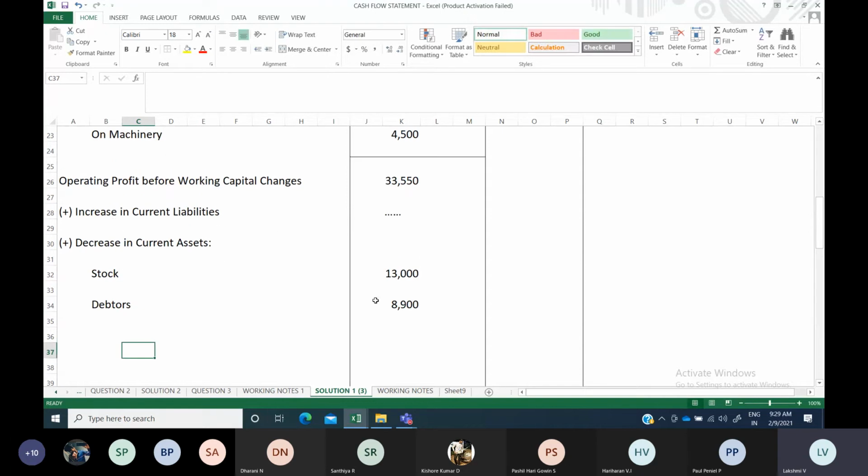So all these items I have to add again. 33,550 plus 13,000 plus 8,900. So add all these things and find out how much amount you are getting. Make it fast. 33,550 plus 13,000 plus 8,900. How much are you getting?